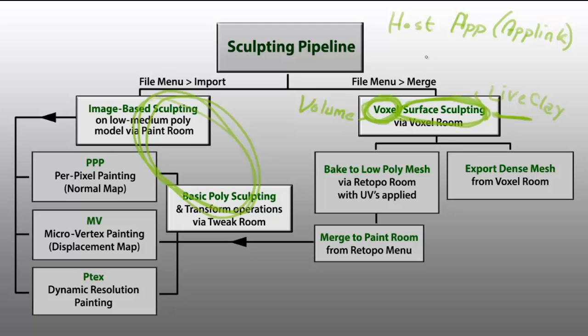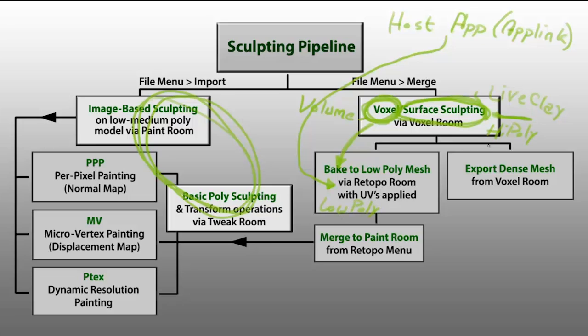So what we're going to do is send this initial low poly object. I'm going to send it to the retopo room, and the reason for this is so that I have a low poly version in the application, and I'm going to access this copy from the voxel room. That way I've got a high poly version and a low poly version.